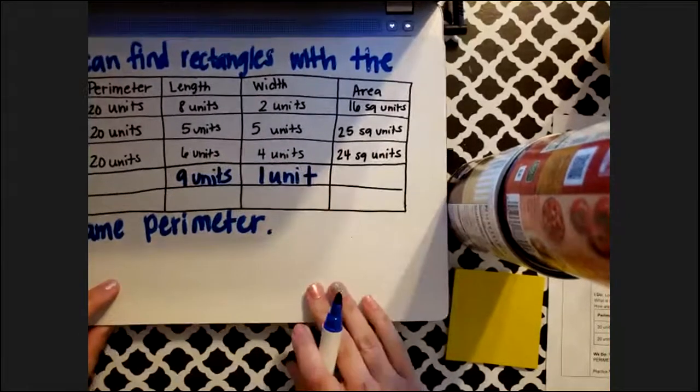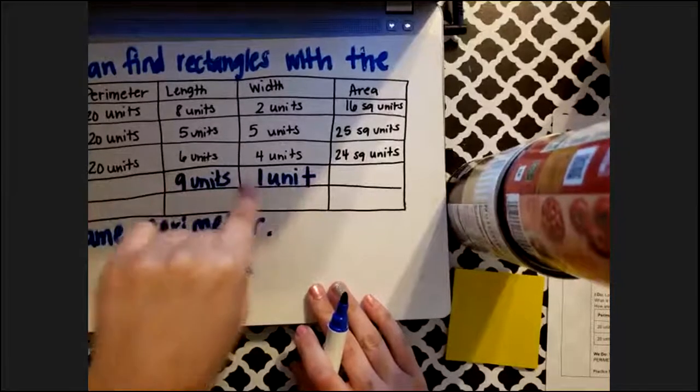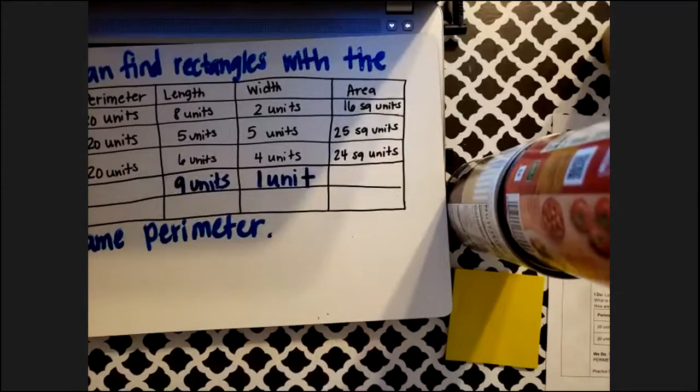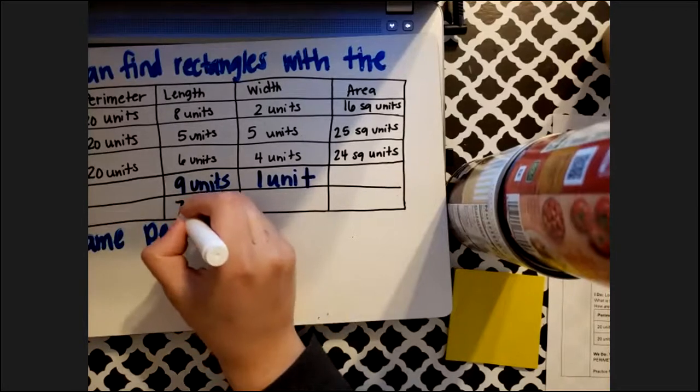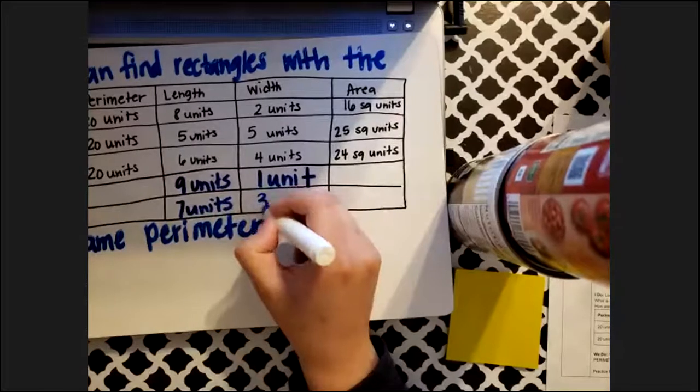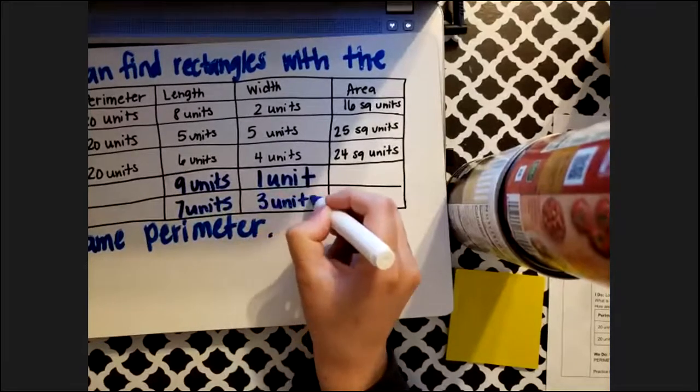Okay, let's do one more before we go ahead and find perimeters and areas. JV, it looks like your hand is up. Go ahead and take a risk. 3 and 7. Yes. So we're gonna do 7 units for the length, 3 units for the width.